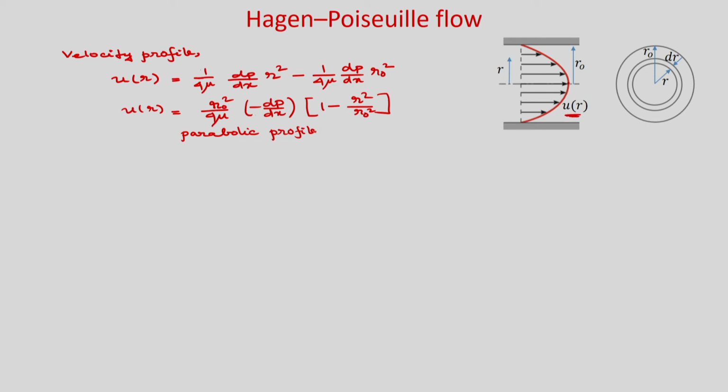Okay. So, you will get a parabolic profile, and we are writing u(r) in terms of minus dp by dx because minus dp by dx is a positive quantity. In the axial direction minus dp by dx is positive, because your pressure is decreasing in the axial direction.